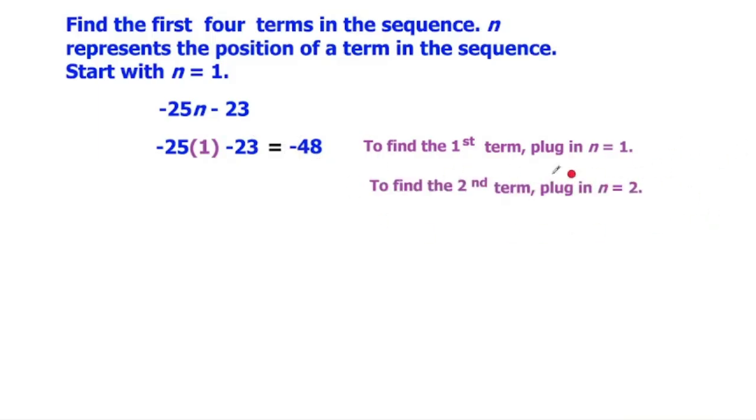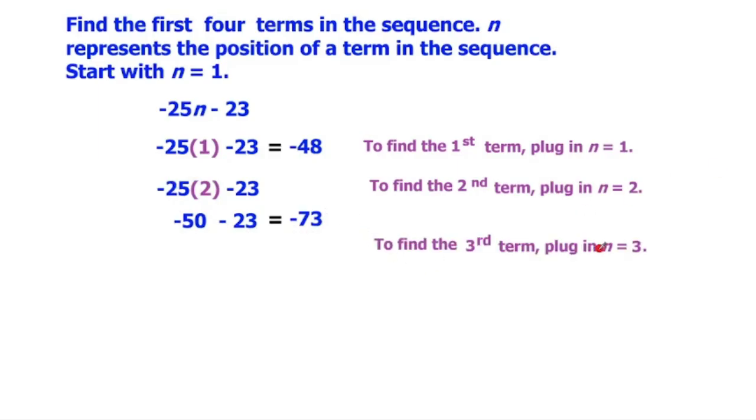To find the second term, plug in n equals 2. So you just put 2 in for n here and then you multiply that out. And it gives you negative 25 times 2 is negative 50, minus 23 equals negative 73.